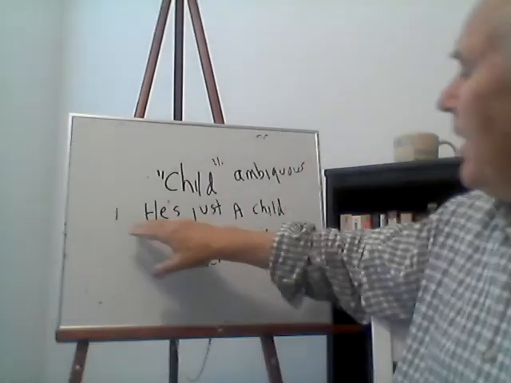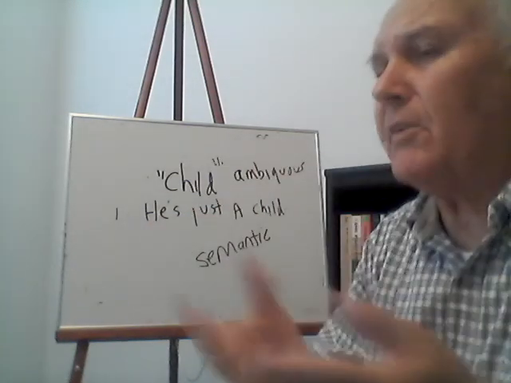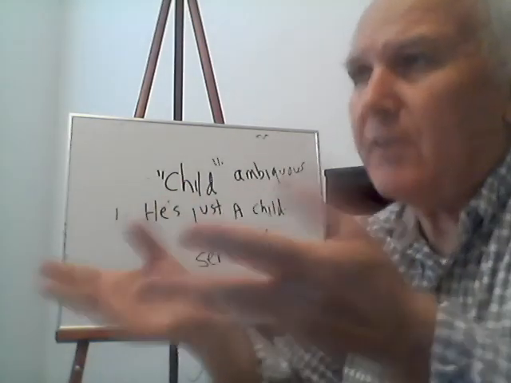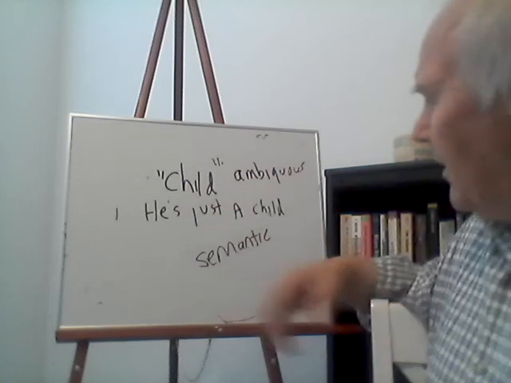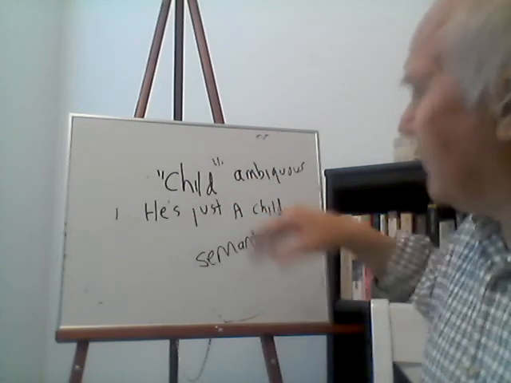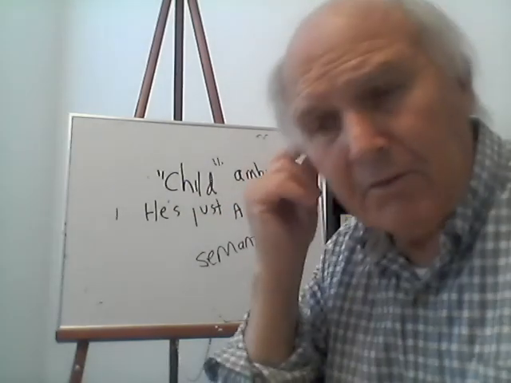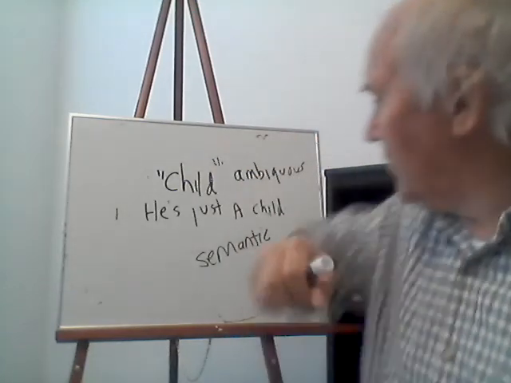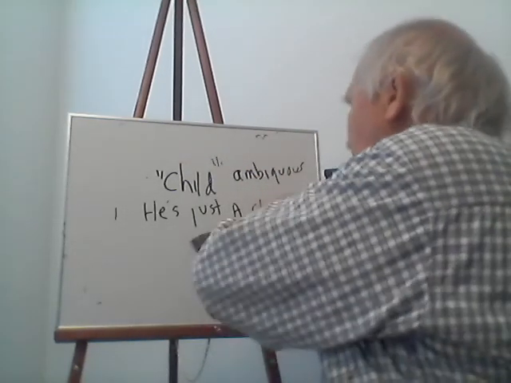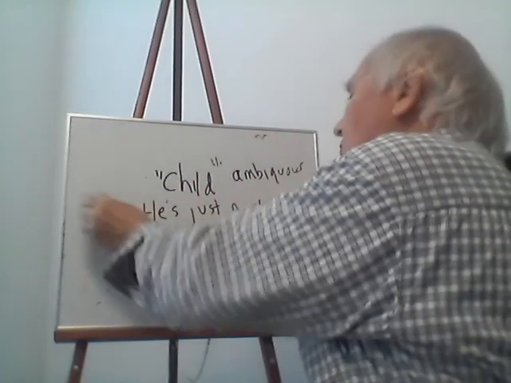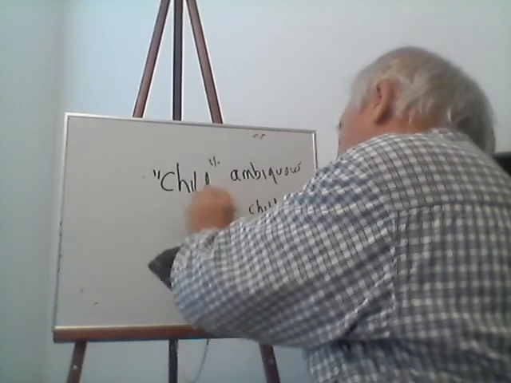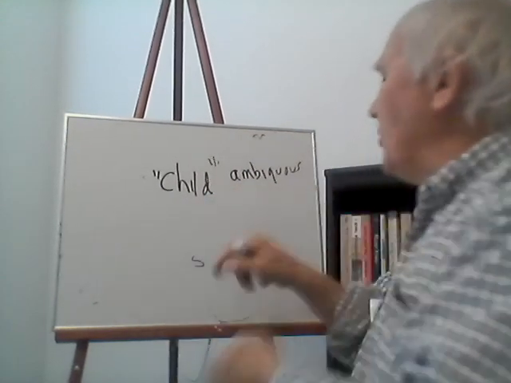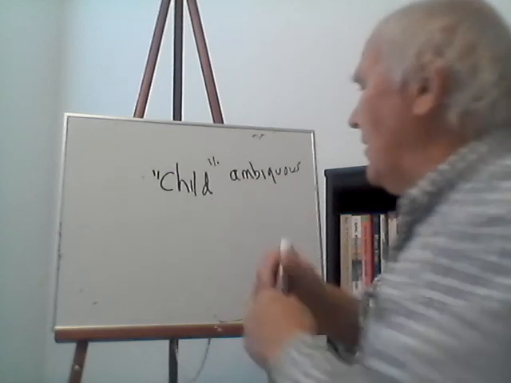Okay? Now, when I wrote that, you don't know what I meant because I'm not giving you the context. Usually in a context you'll know, but just looking at that sentence, you don't know what I mean because it's ambiguous. It can mean two totally different things. It can mean he's young or he's an adult who doesn't act his age. Okay, that's an example where child is being used ambiguously.